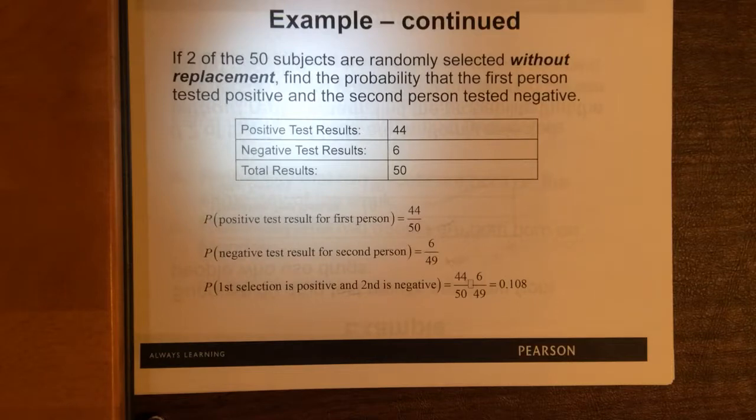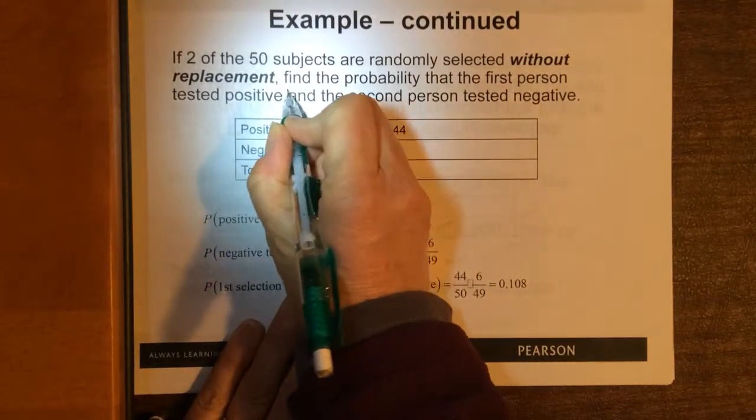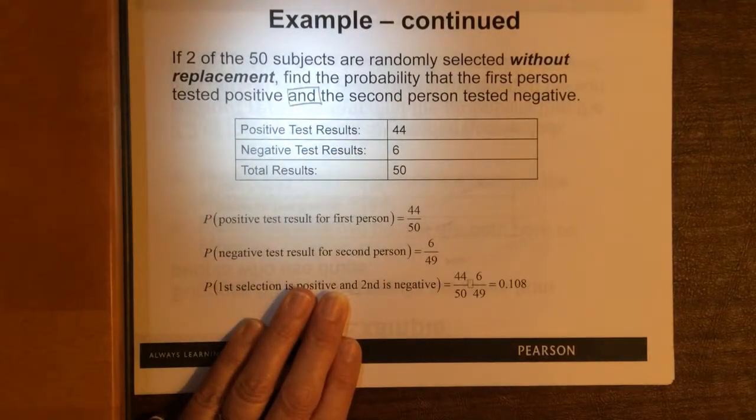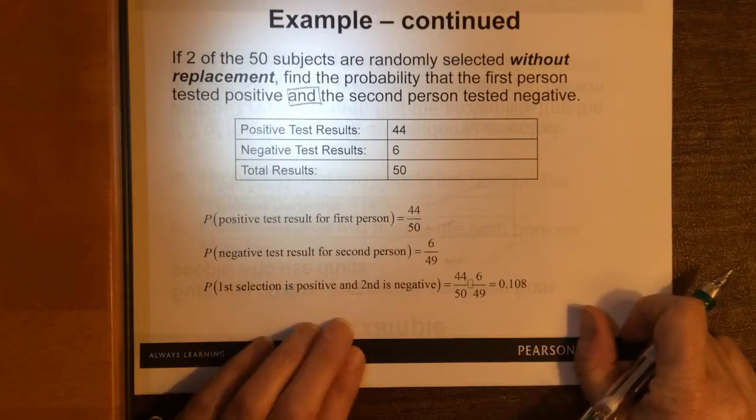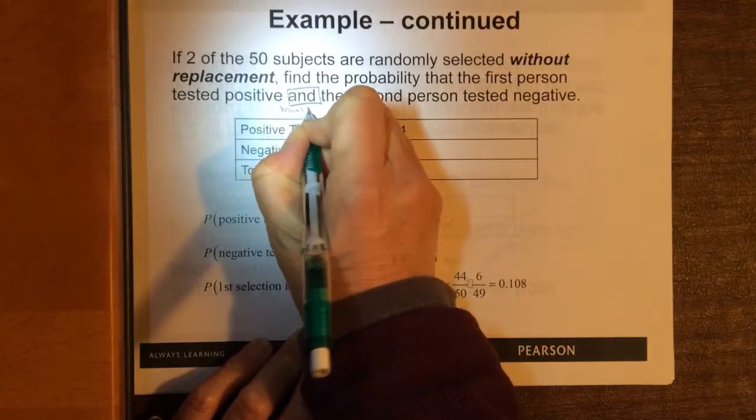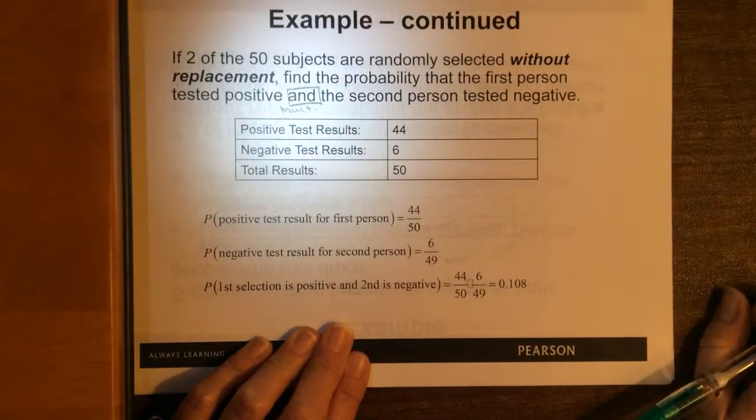So an example: if we have 50 people, we're randomly selecting 2 of them and not putting the person back in the mix after selecting them. I want the probability the first person tested positive and the second person tested negative. So this "and" is going to tell me that I need to multiply.